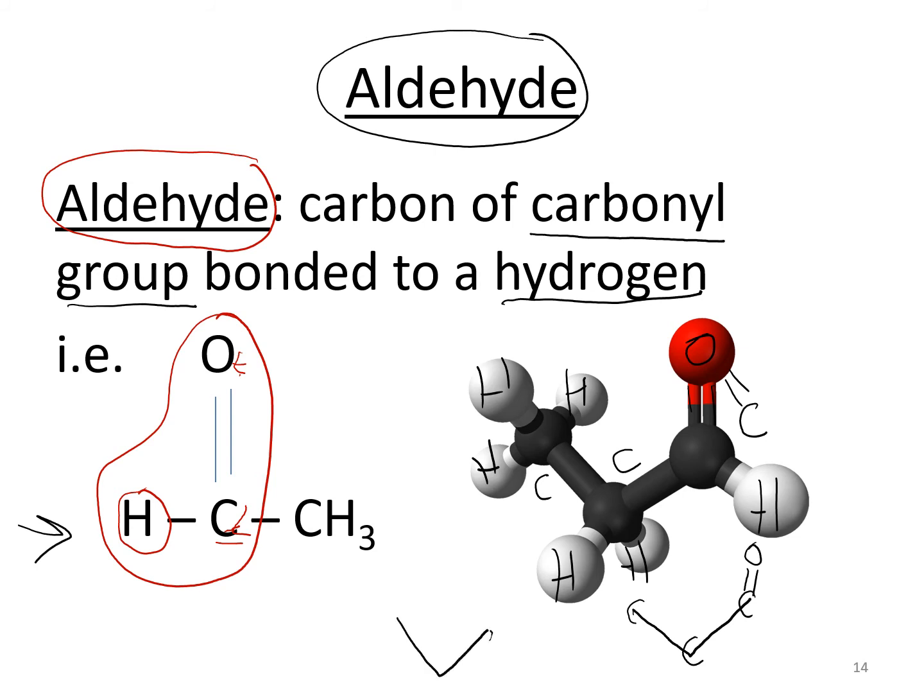Then I'd have my double bond oxygen coming off at the end. So this is our aldehyde. Know the functional group: carbon double bond to oxygen with a hydrogen attached, single bond to that one carbon.